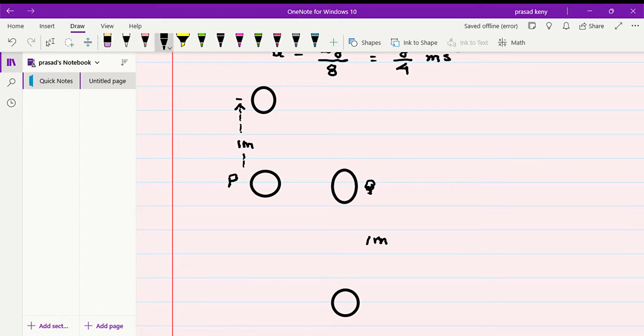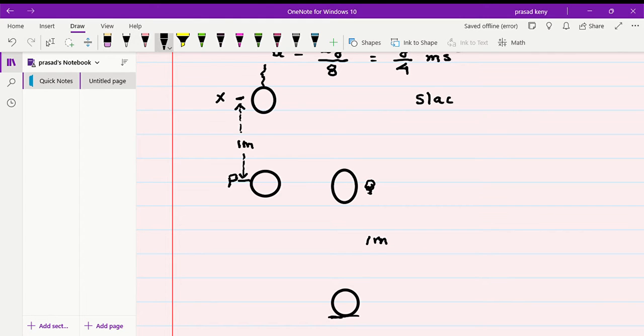So the question is, as soon as this particle Q reaches the ground and particle P comes to a position, say x here, 1 meter above the initial point, will it stop immediately? The answer is no. Why? Because as soon as this particle Q reaches the ground, the string will become slack. String will become slack. So these two words, keep them in mind.